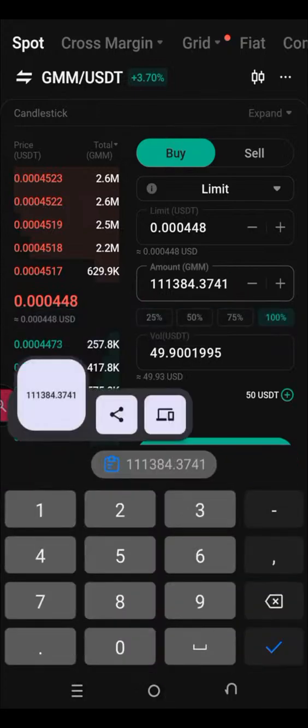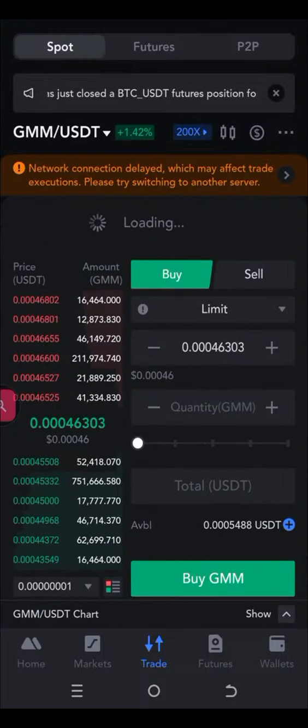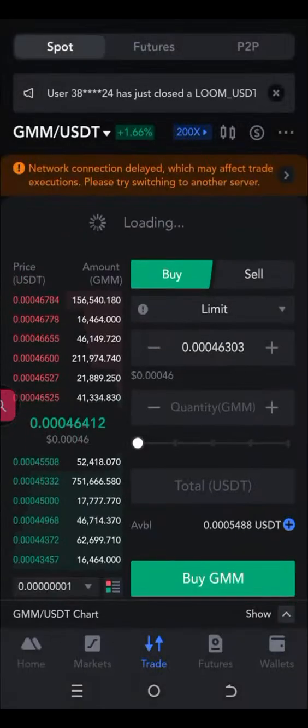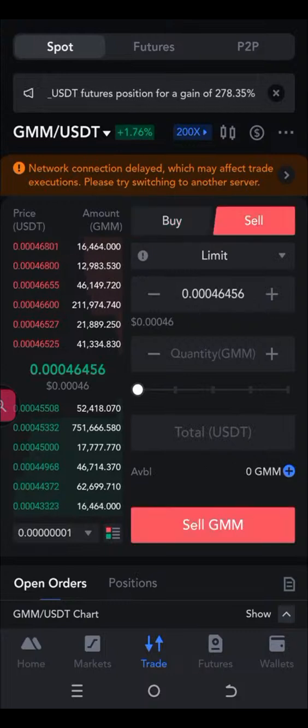Then we go over to MEXC. I'm already on the page of MEXC. Let me remove this one. So first off, this is the current price. Let's click on that. We want to sell. This is the sell part.